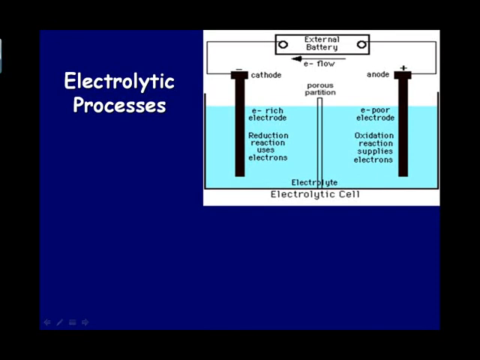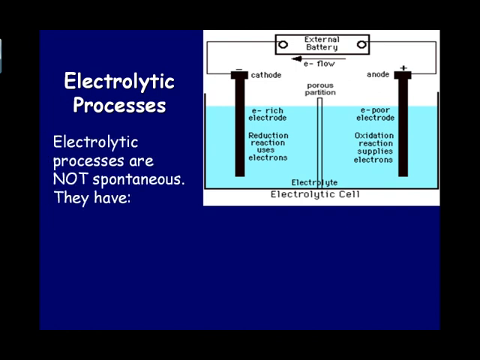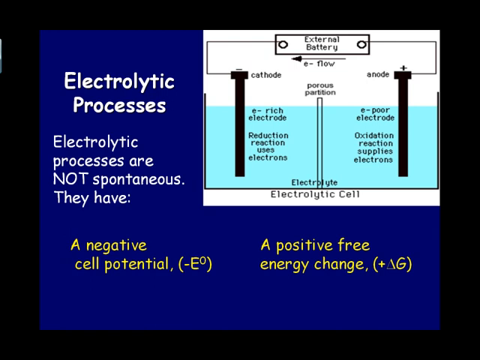In addition to electrochemical cells, we also have processes called electrolytic processes. Now, these processes are not spontaneous, so they're exactly the opposite of the electrochemical cell. So the electrolytic cell, completely opposite of the electrochemical cell. They're not spontaneous, so they have a negative cell potential, and they also have a positive delta G.